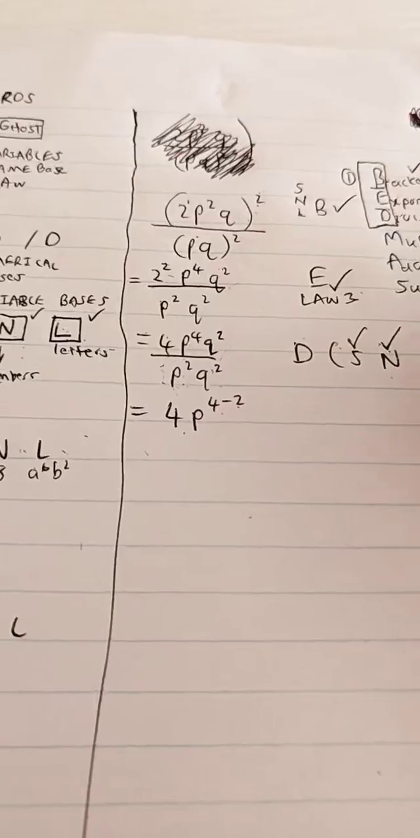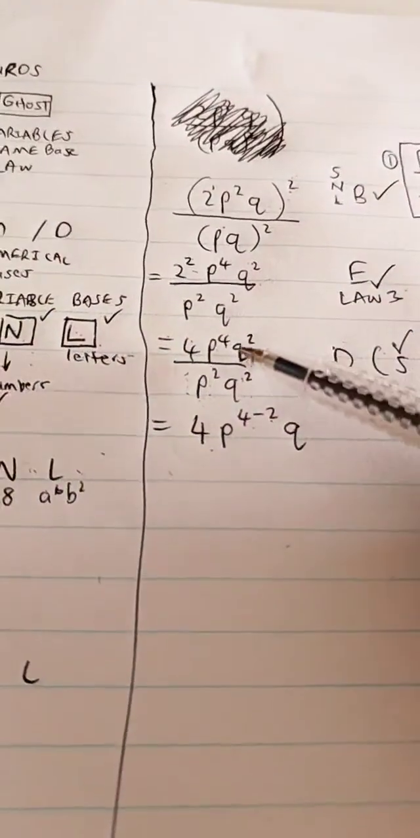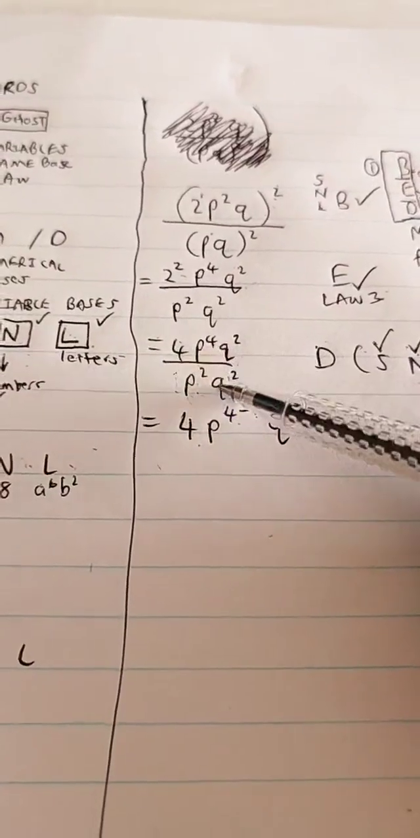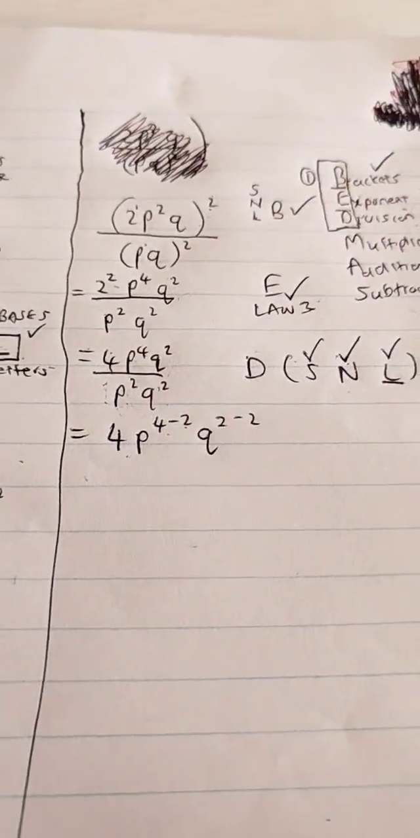Then we move on to the next letter, which is q. Same base q. We look for the friend in the denominator that has the same base, which is the other q. So we say q to the power 2 minus 2.